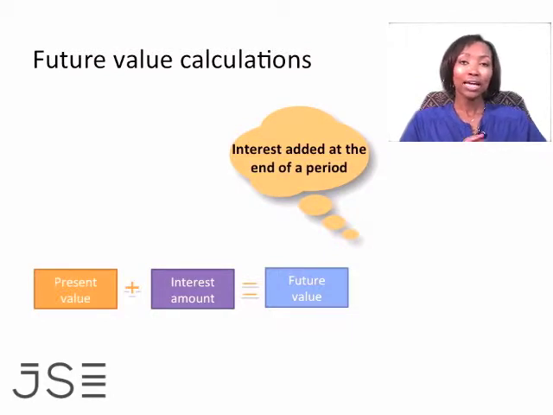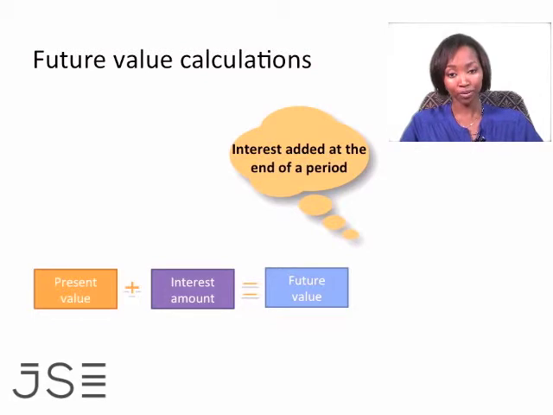Okay, so as the words imply, present value is the value today, future value is the value in the future. In all the calculations and examples that we're going to be looking at, we're basically basing it on interest being added at the end of a period.